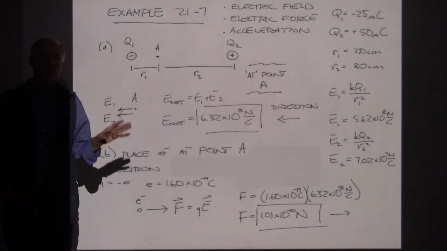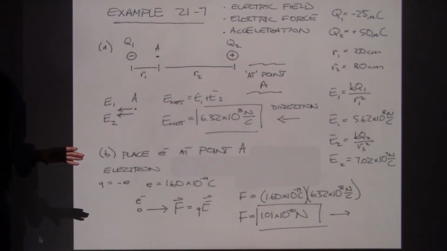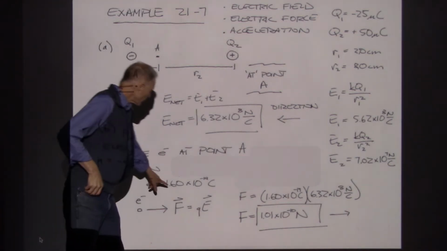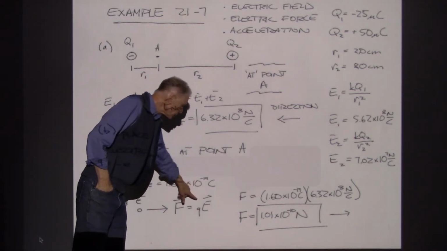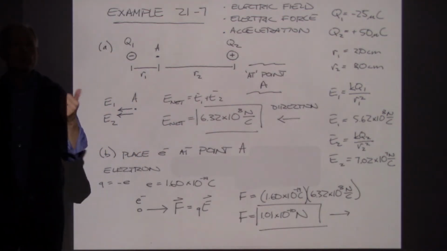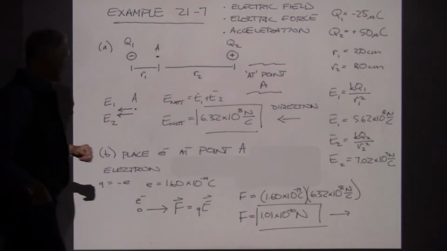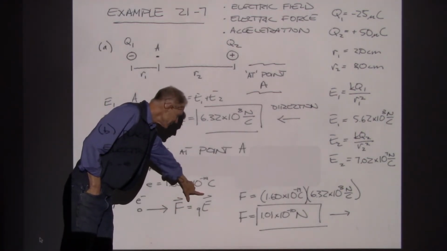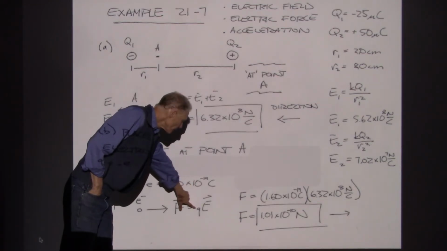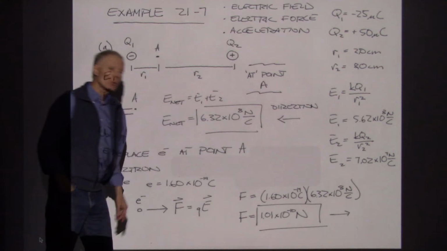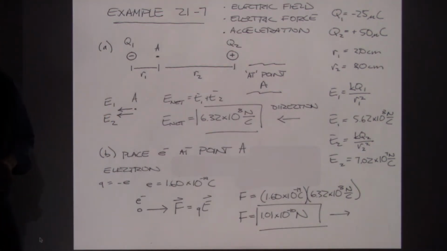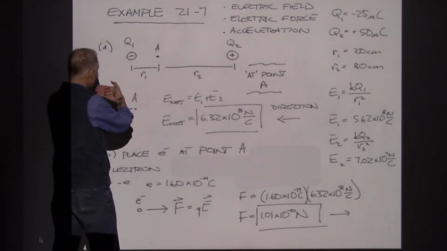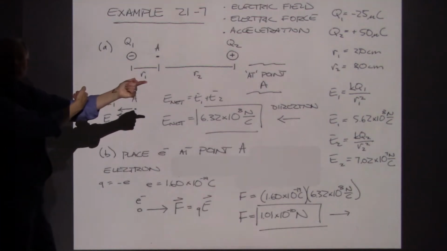Now I've written that in vector notation to remind myself that because this is an electric force, the force could be in the direction of the electric field or it could be opposite, depending on if Q is positive or negative. If Q is a positive value, then the direction of the force will exactly match the electric field direction. But if Q is negative, the direction of the force will be exactly opposite the electric field direction. So since this is an electron, and the electric field is here, the force is going to be exactly opposite.